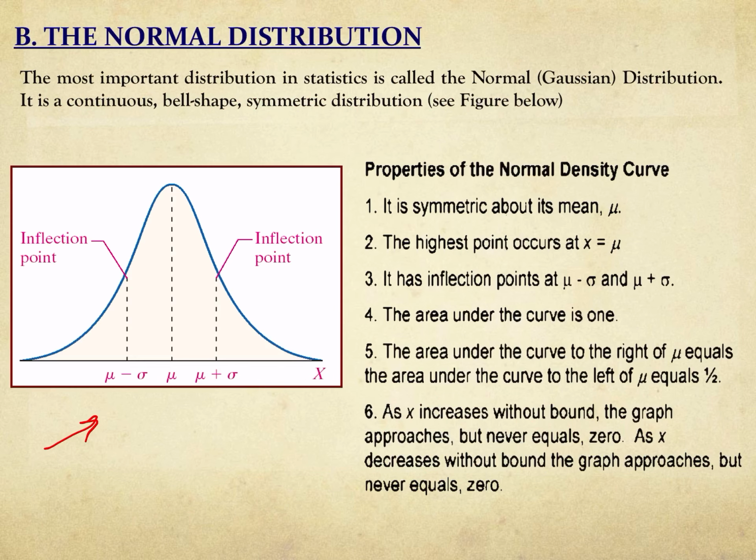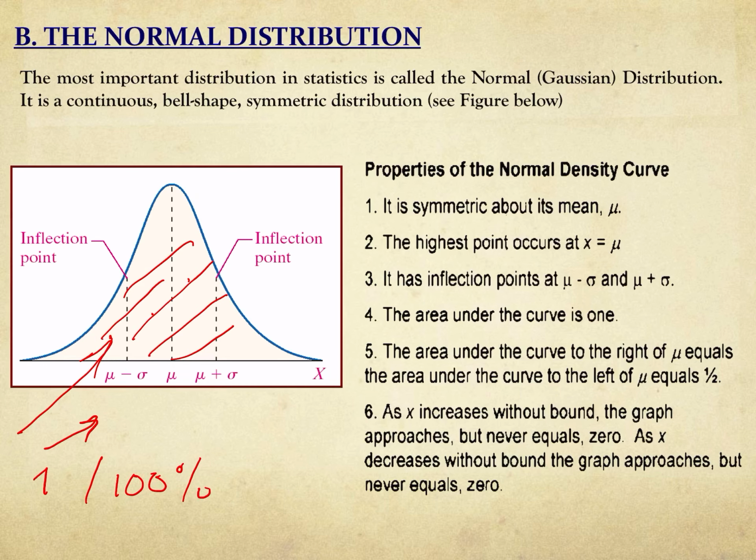properties of this graph. The first thing I want to take note of is, just as we've seen in binomial distribution, we said with all the probabilities, everything must sum to 1. So in this particular case, we'll say everything under this graph is equal to 1, or 100%. The probability when everything is summed up is equal to 1.